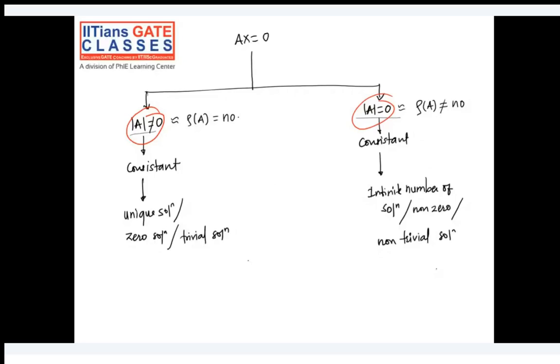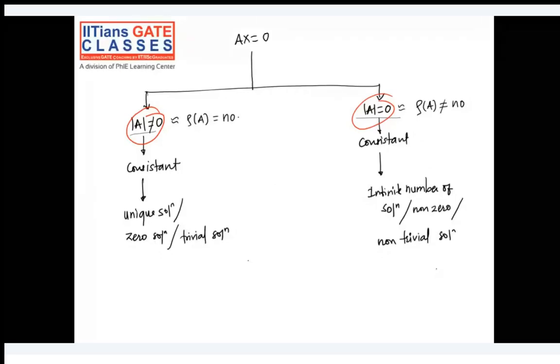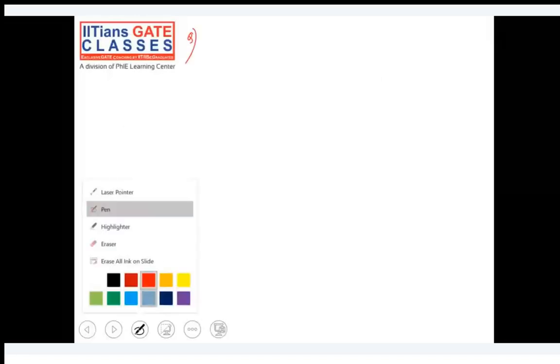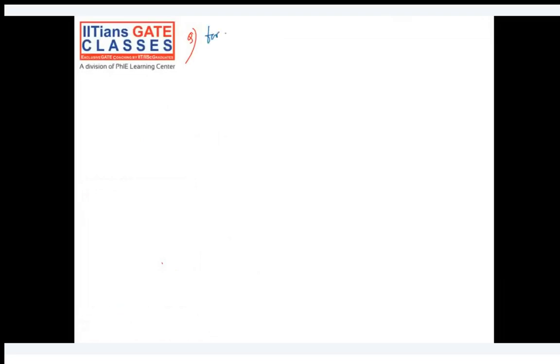For the equations x plus y plus z equal to 0, 2x plus y minus z equal to 0, 3x plus 2y equal to 0, the options are: no solution, unique solution, infinite solution, zero solution. Okay, solve this.